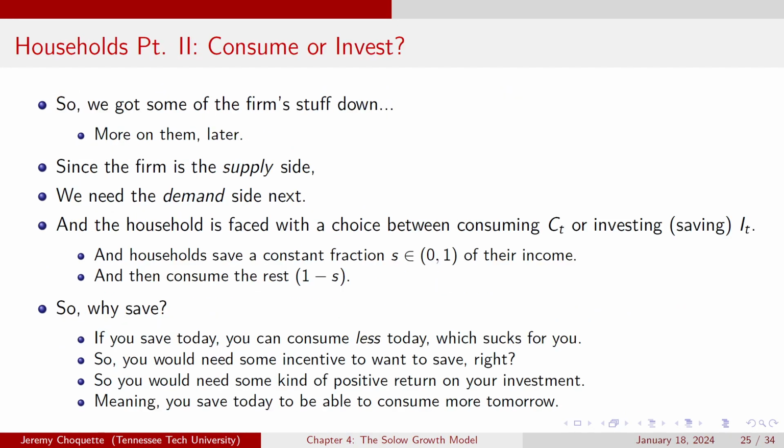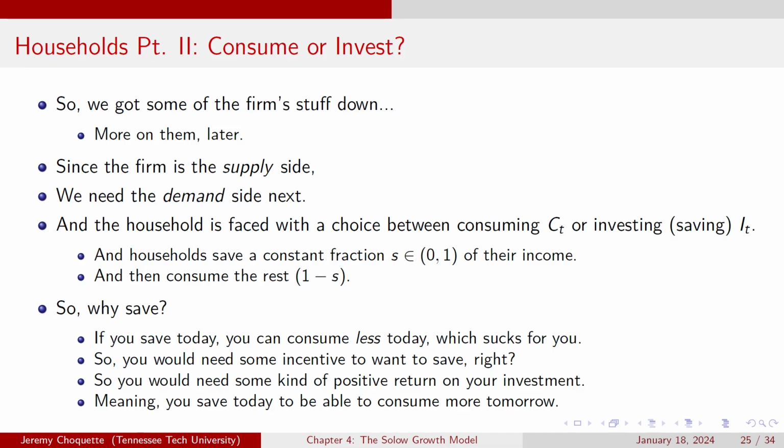So we got a lot of the firm stuff down. A little bit more on them later. We've covered a lot of the supply side. Let's go back to that demand side. So we know the household is going to be faced with a choice between consuming C or investing, which is I, saving. And they save a constant fraction of their income, S, and they consume the rest, which is 1 minus S. So why would you want to save? Well, if you save today, you consume less today, which really sucks for you, right? So you need to have some incentive to want to save, namely some kind of positive return on your investment.